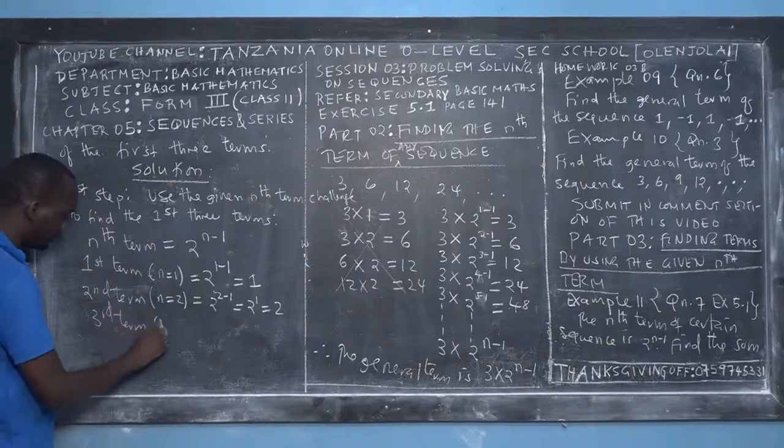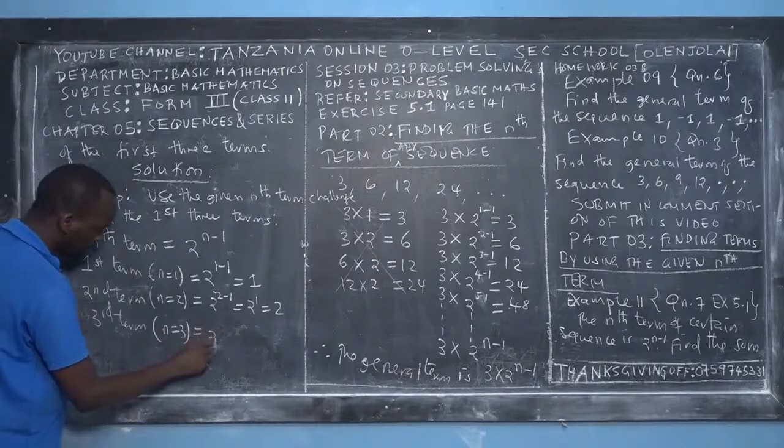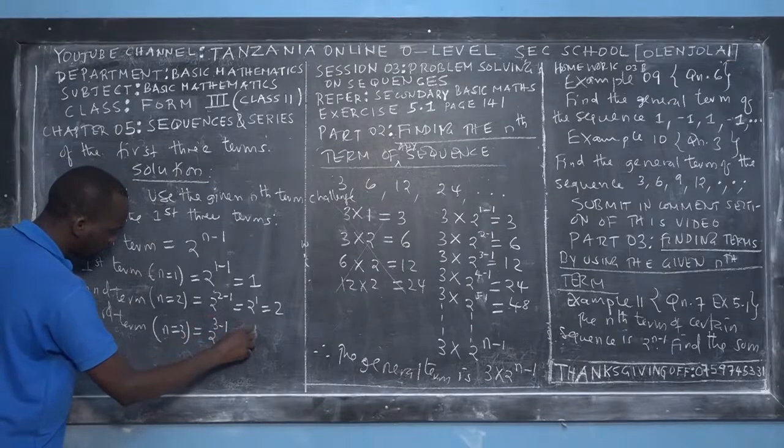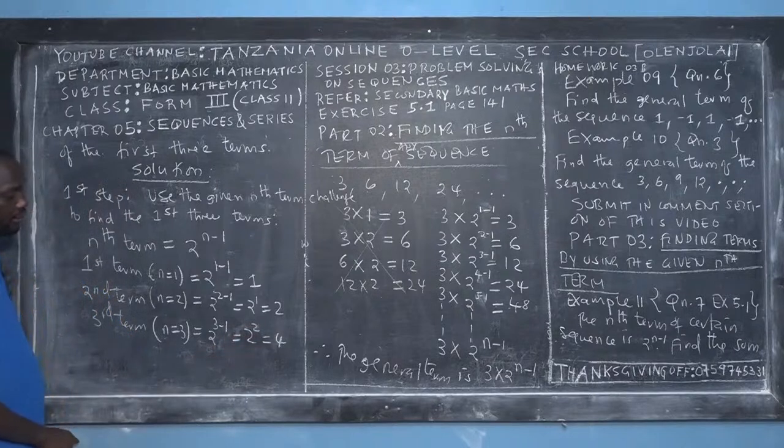Then we have to find the third term. For the third term, n is equal to 3. So how will you find it? It will be 2 power 3 minus 1. This makes it 2 power 2. The answer is equal to 4. Right? So that gives the first term, second term, and third term.